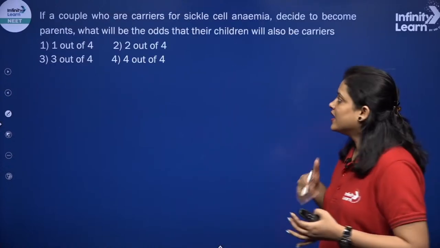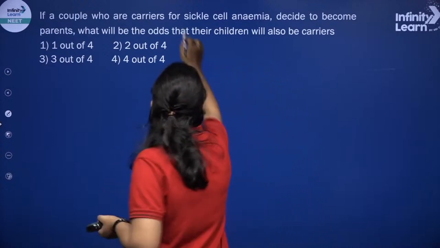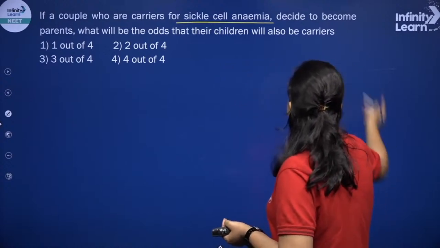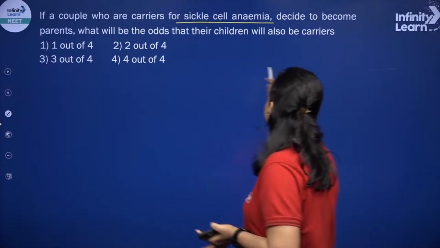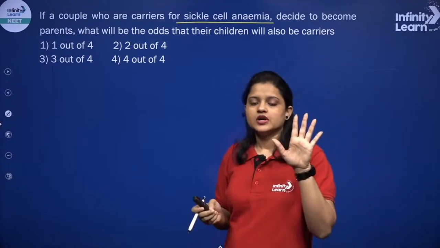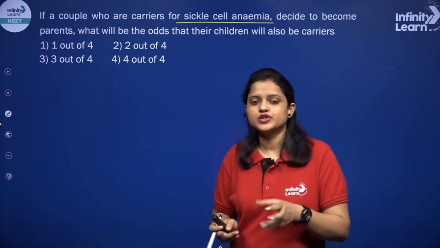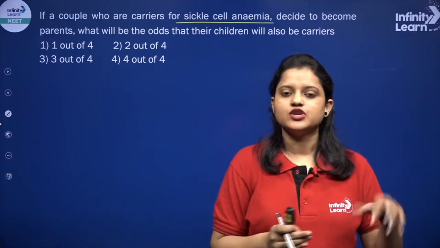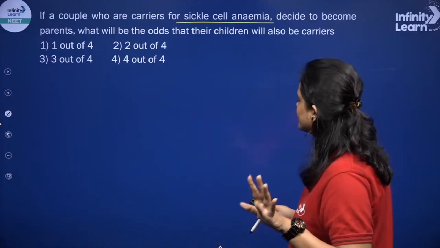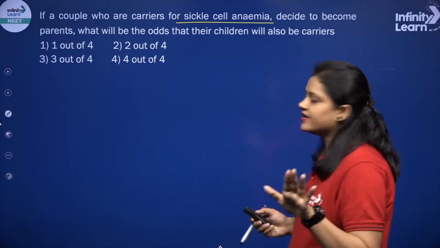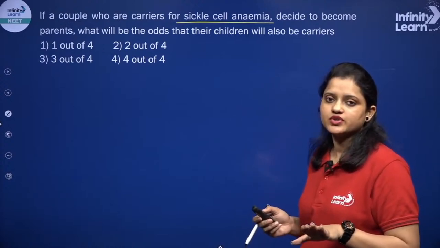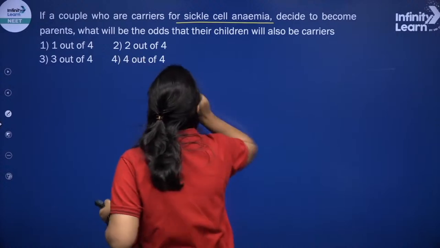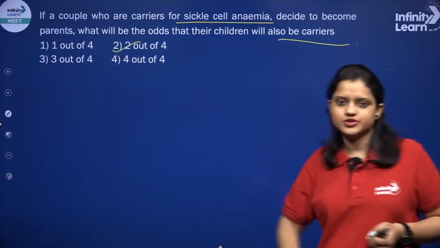Next question. If a couple who are carriers for sickle cell anemia, heterozygous for sickle cell anemia, decide to become parents, what will be the odds that the children will also be carriers? If there is a marriage between individuals who are heterozygous for sickle cell anemia, there is a chance that 25% of individuals will be affected, 25% will be normal, and 50% will be carriers. So out of 4 progeny, 2 will be carriers. So the correct option here will be the second one.